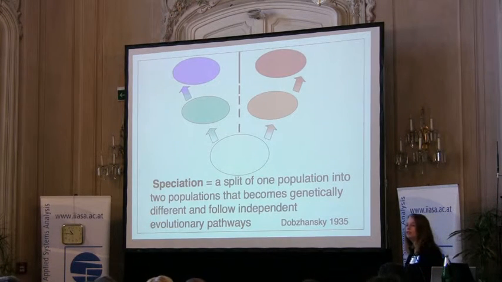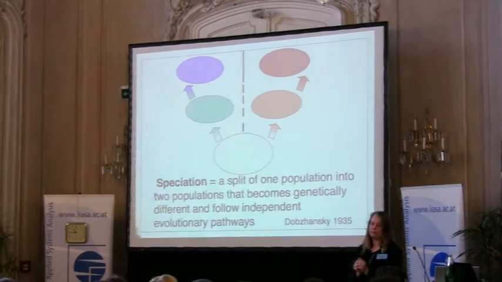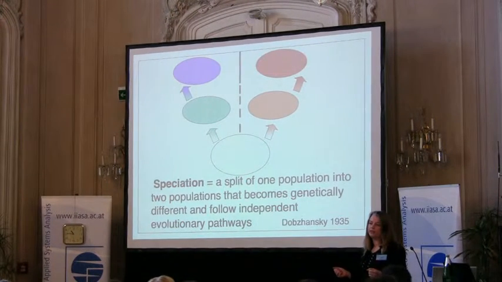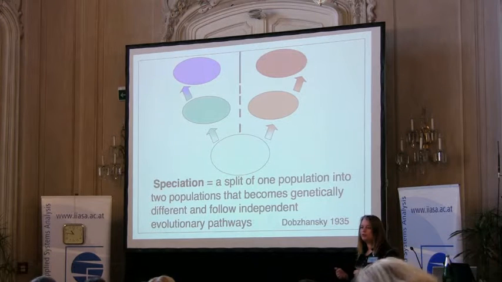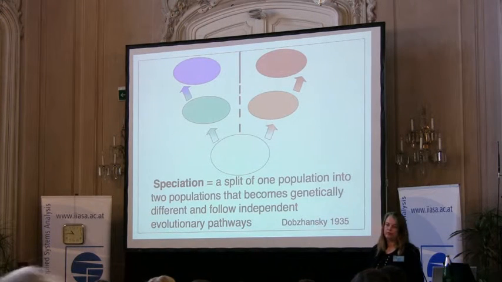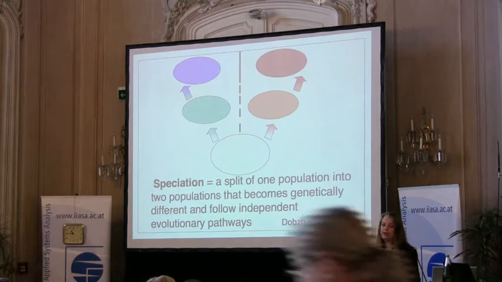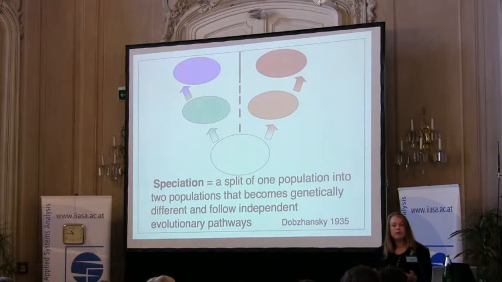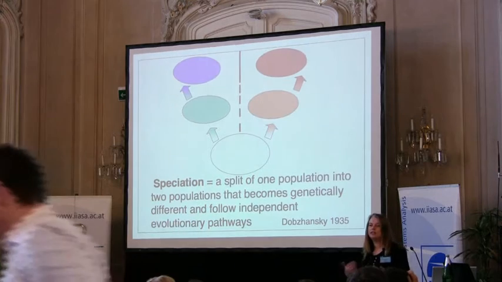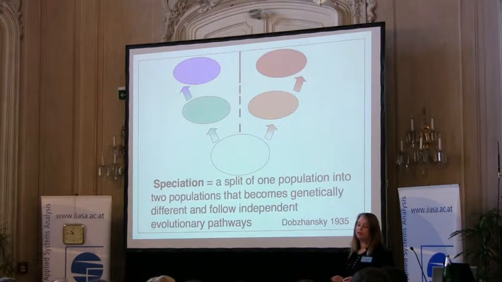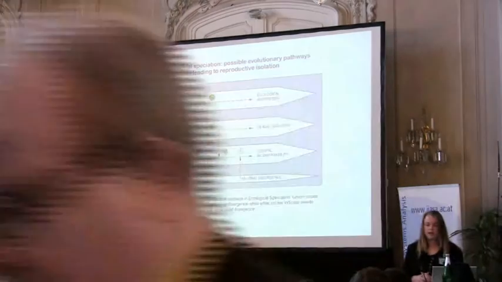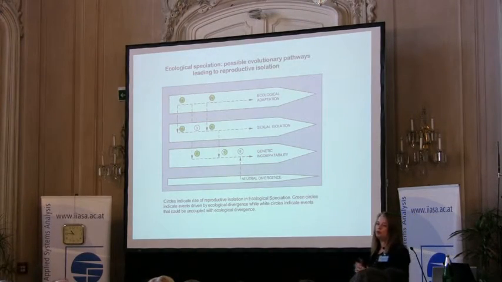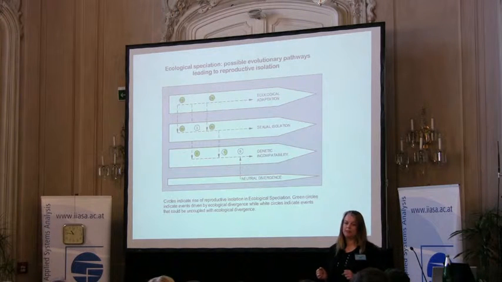Speciation is defined as a split of one population into two new populations that can evolve independently from each other. When we are working on speciation in animals, it's important that reproductive isolation evolves, because otherwise they can't evolve independently. So when we study speciation, we study the evolution of reproductive isolation. And this can be studied at different points of the speciation process.